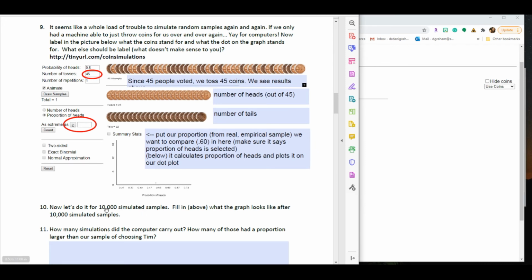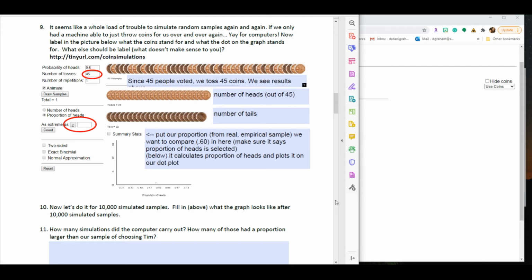So let's do it for 10,000 simulated samples and see what that would look like. I know I say fill in the graph above. Again, this is in the olden times when we used to actually draw on paper. I know some of you print out your classwork and draw on your paper, so you can still do that. If you're doing it on the computer like I'm doing, it's okay if you skip this part, or maybe keep a little notebook where you do this.